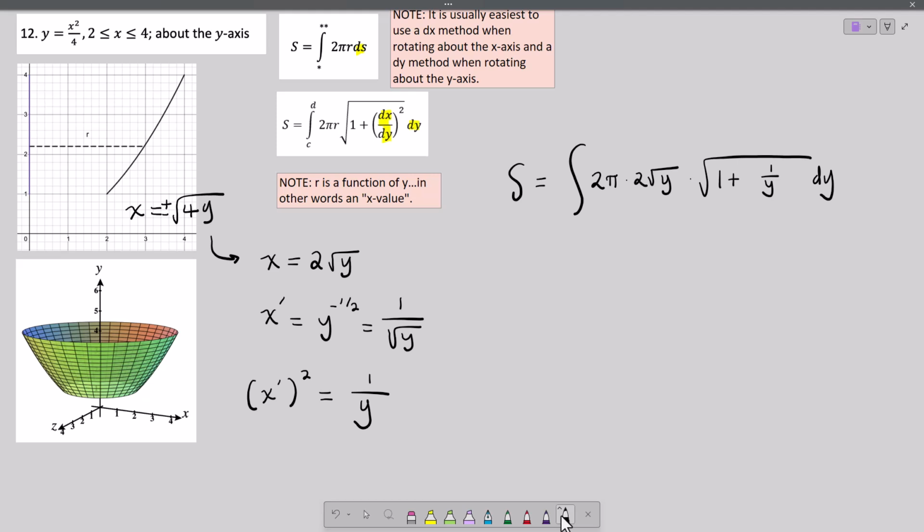Limits of integration. Should they be y values or should they be x values? Y values, right? If we have a dy, limits of integration come from the y-axis. These were x values that were presented to us, so we don't want 2 to 4. We want to look at their corresponding y values, which are going to be 1 to 4. If you plug in x equals 2, you get y equals 1. If you plug in x equals 4, you get y equals 4. So we want to go 1 to 4. So those have to be y coordinates.